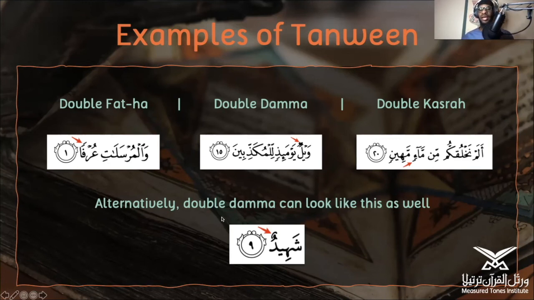And another way that a double dhamma can look is like this. So there's two ways double dhamma can look, or dhammatan as we call it, or a tanween of dhamma. It is this way: a dhamma with an arc over it, or actually two dhammas, like two actual dhammas back to back like this. These are essentially the same, but they imply different rules, and we're going to learn what's what, inshallah, when we get into those rules. All right. So this is tanween.